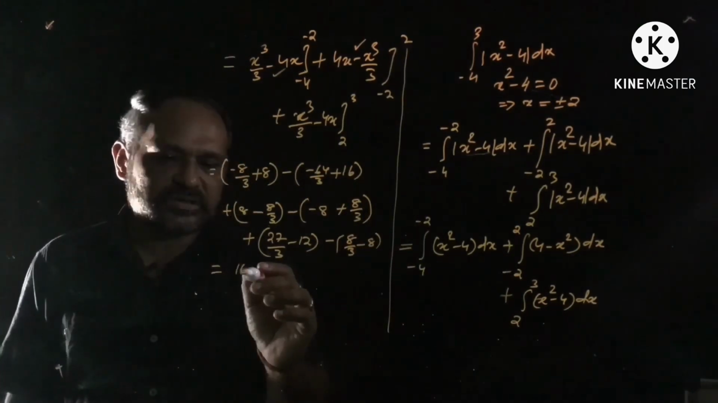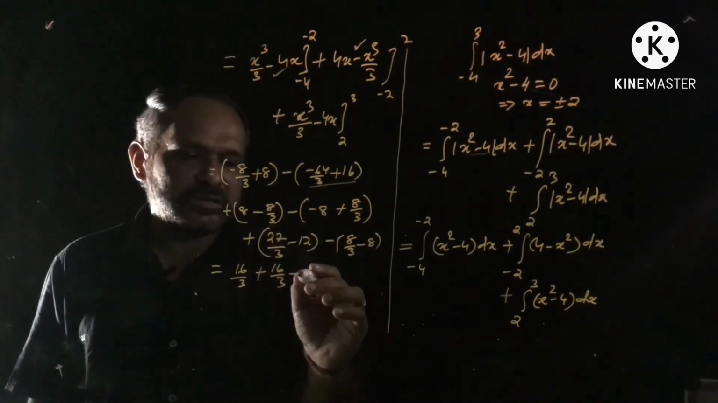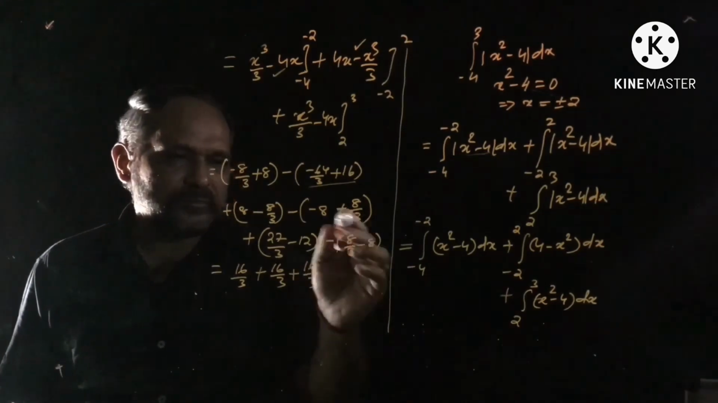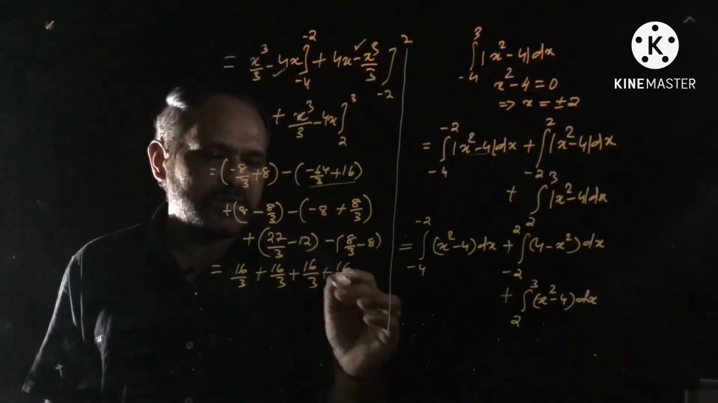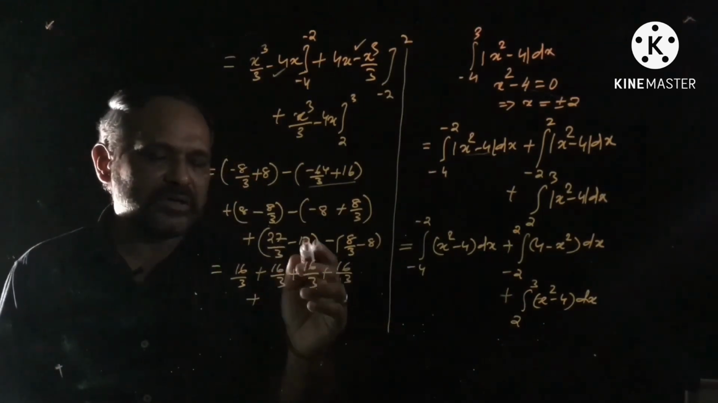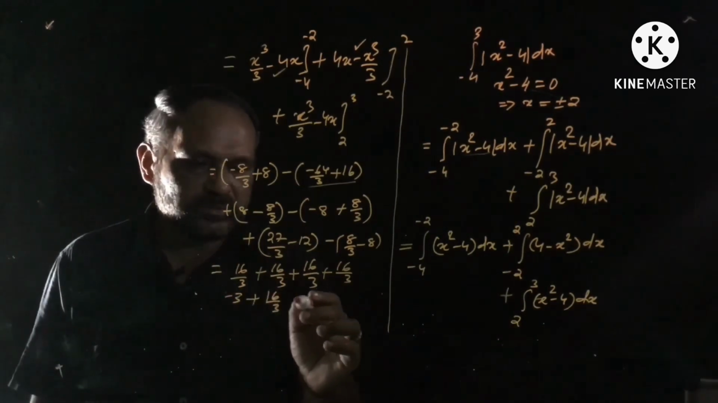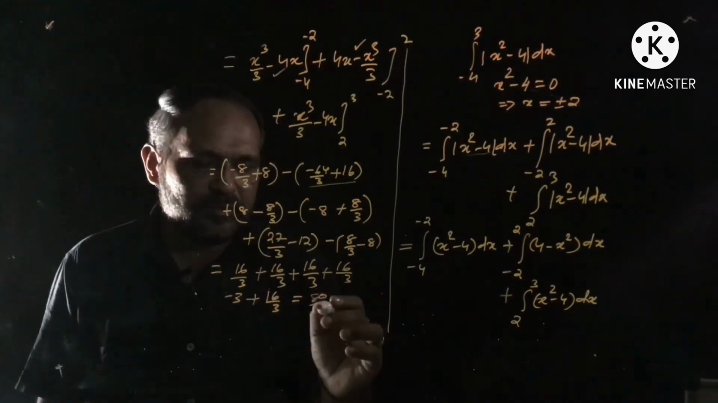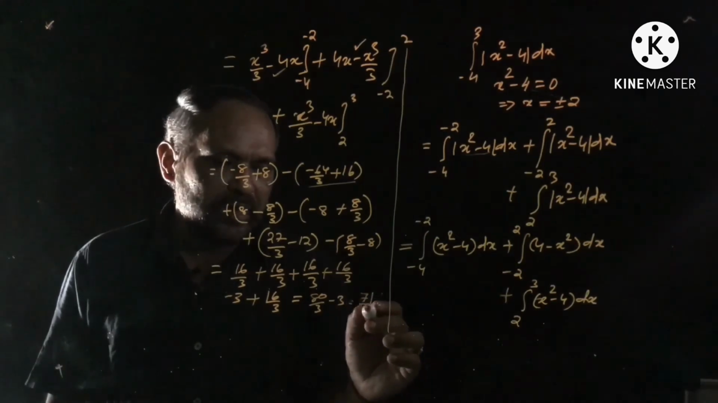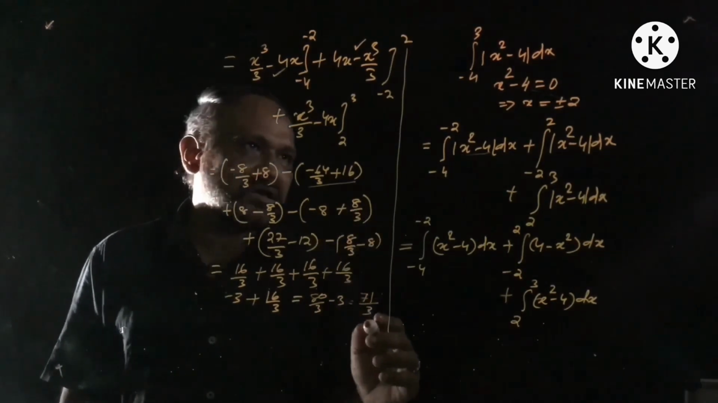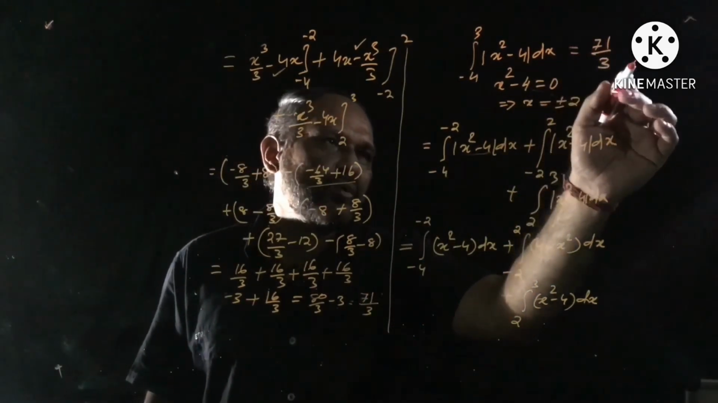This is equal to 16 by 3 plus 16 by 3. Next this is plus 16 by 3. This is minus 16 by 3 plus 16 by 3. Next one is 9 minus 12 minus 3 plus 16 by 3. So this is equal to 80 by 3 minus 3. This is equal to 71 by 3. So this is the answer of this definite integral, which is 71 by 3.